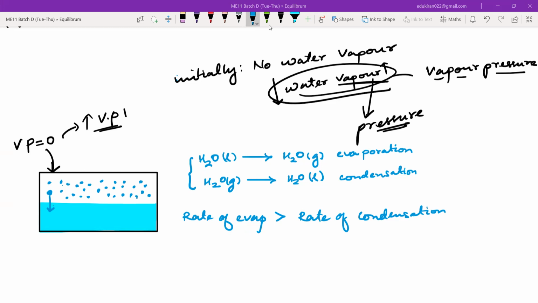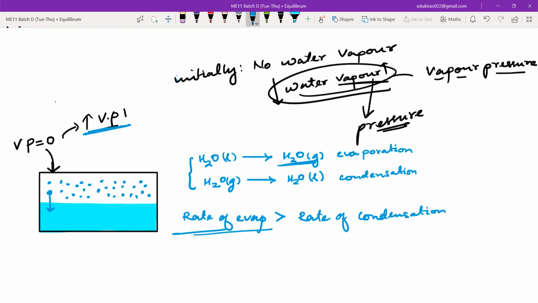So what we will be seeing is that the vapor pressure is going on increasing, right? Because if there is more and more evaporation, more and more gas molecules are formed. Now, initially, some of the gaseous molecules will also be converting to liquid, but the number of those molecules will be very less. We will be having more gaseous water molecules because evaporation is happening in a more rapid manner. So we'll see an increase in the vapor pressure.